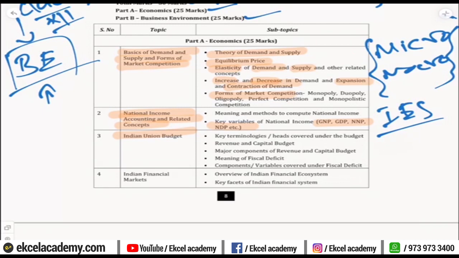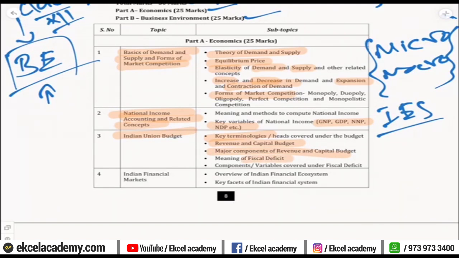Then we move on to the Indian Union budget. Budget is presented by the state governments as well as the central governments. So here the focus is on the union budget, that is the budget that is presented by the central government. So we start with the key terminologies. Unless and until we have clear understanding of the terms that are used in the budget, we will not be able to understand the budget as well as the chapter. So it is more or less like a glossary, which is very interesting. Then we study about different types of budget, the revenue budget and the capital budget. Then we also shed light on the major components in the revenue and the capital budget.